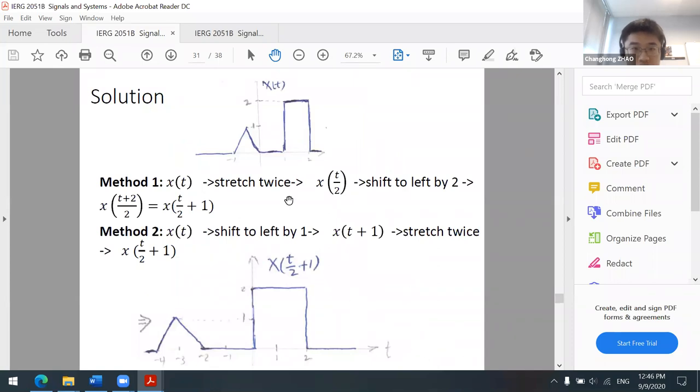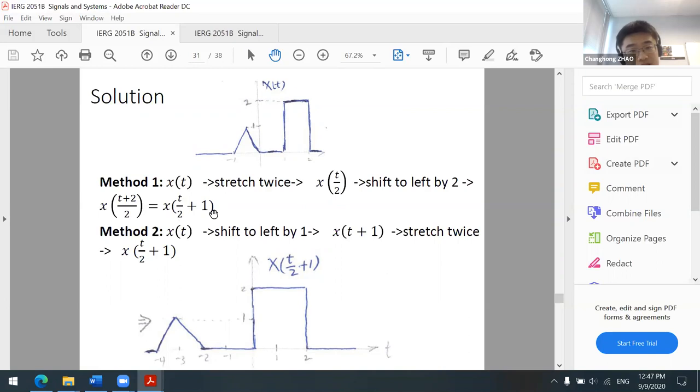And the next transformation is from x of t to x of t divided by 2 plus 1. Similar to the last two problems, we have two different ways to perform this transformation. Method one is to first stretch x of t by twice. Stretching by twice, we have x of t divided by 2. And then we shift this signal to the left by 2 units. Again, we remember that when we shift, we only change t, but we don't change anything else. That's why the denominator 2 is just copied down, and we change the numerator t to t plus 2, which is x of (t plus 2) divided by 2, that is, t divided by 2 plus 1.